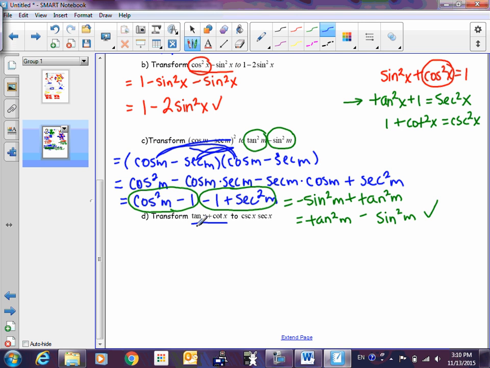So, is there something I can replace tangent x with? I can replace it with either sine divided by cosine or secant divided by cosecant. And you could do either one. So you want to pick secant and cosecant because that's what we have over here. I think that's probably a good idea. We can make this work actually either way. Okay, what can we replace cotangent with?